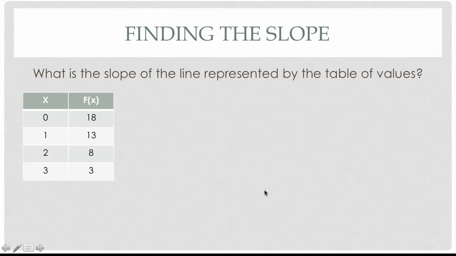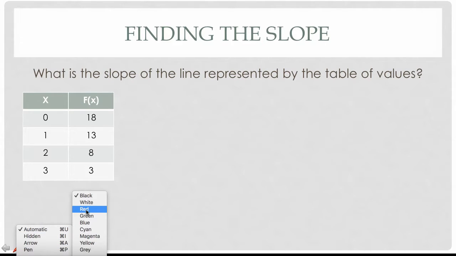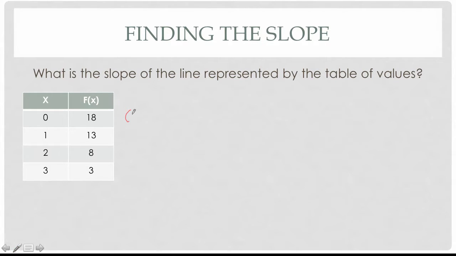Okay, let's find the slope now if I just have a series of points. So here I've got x, and as I put in these x values, 0, 1, 2, and 3, I get these function values. These are y values, but we're writing this out in function notation. If I wanted to list them out as a series of points, I could graph 0, 18, that's a point on my graph. 1, 13, that's a point in my graph. 2 and 8 is a point in my graph. And 3 and 3 is a point in my graph.